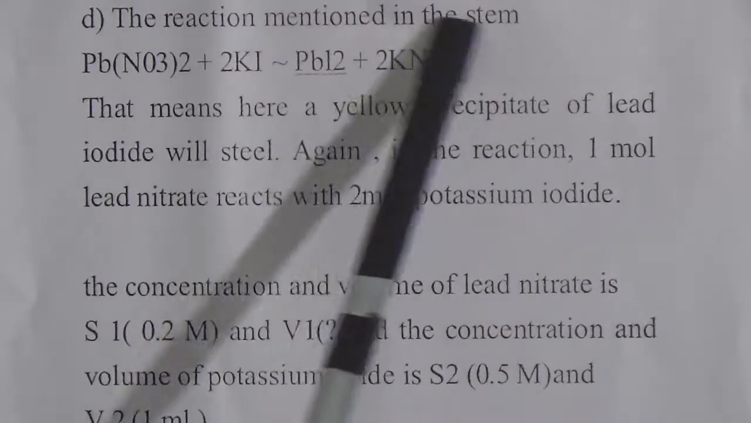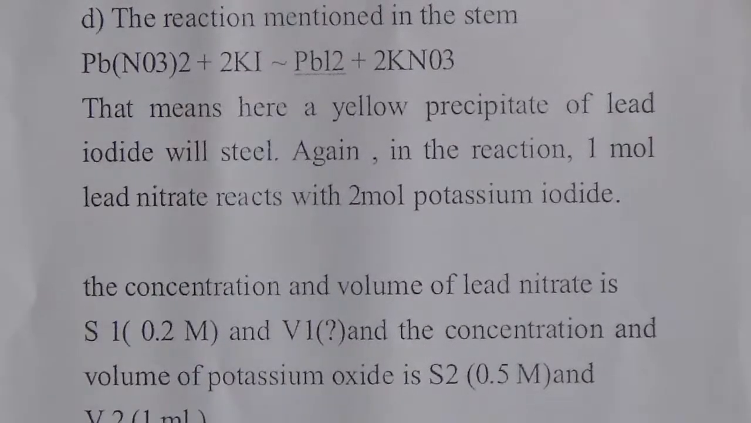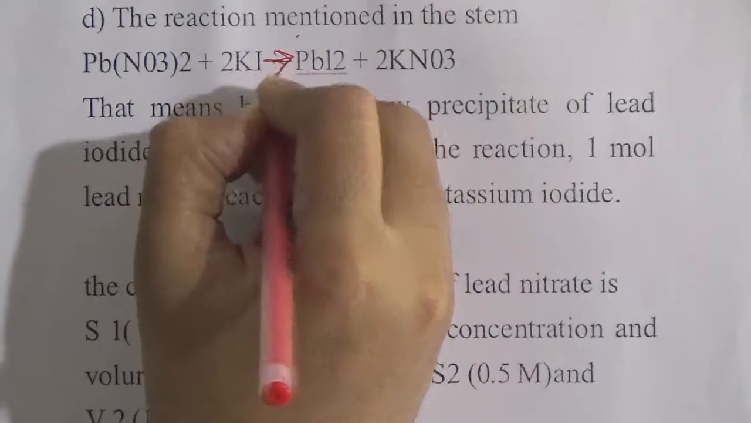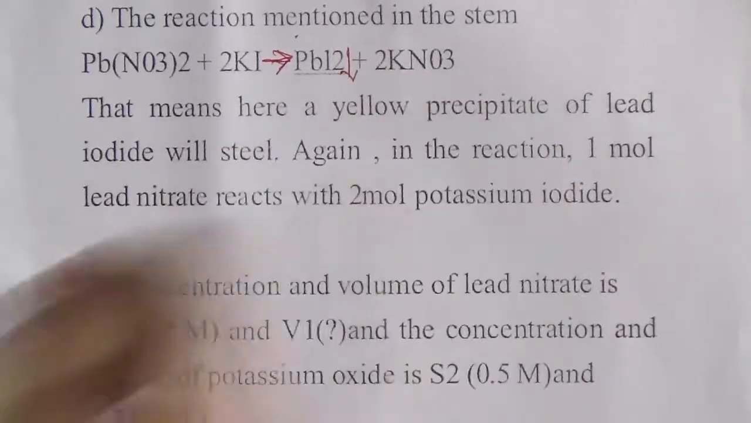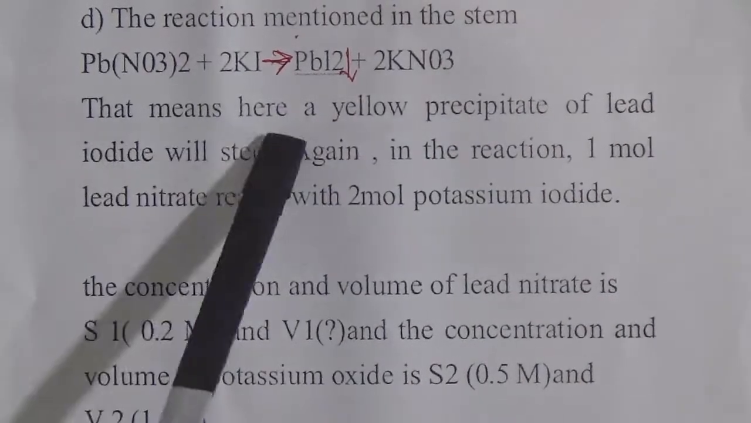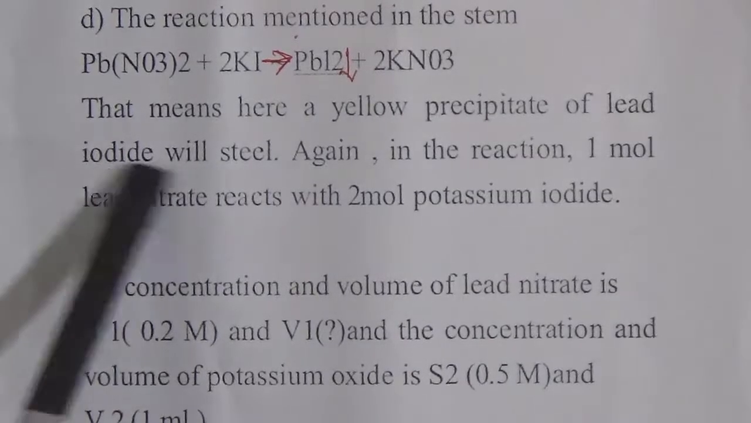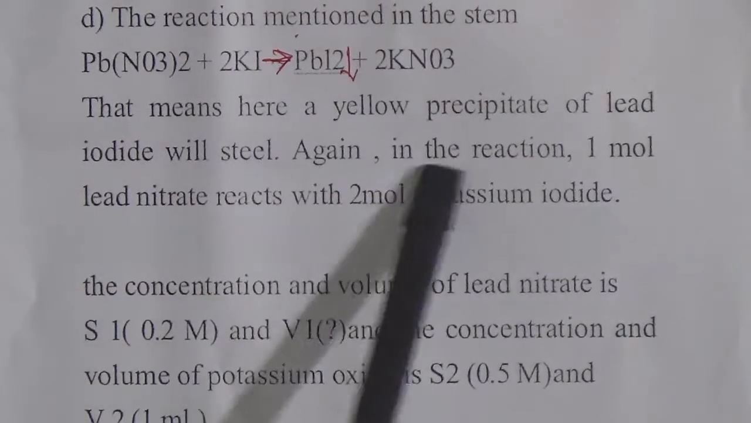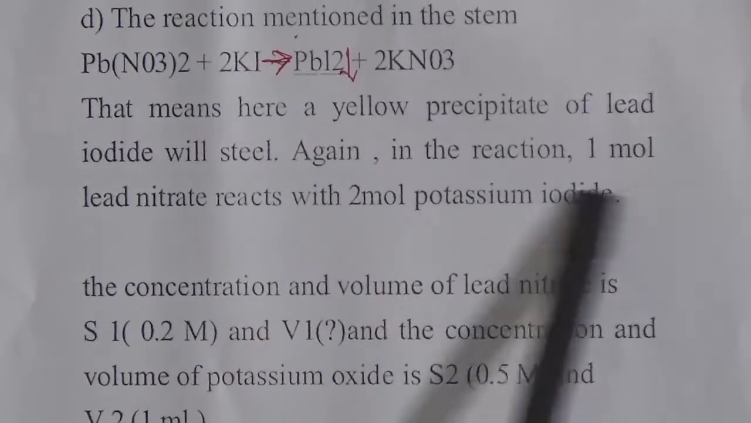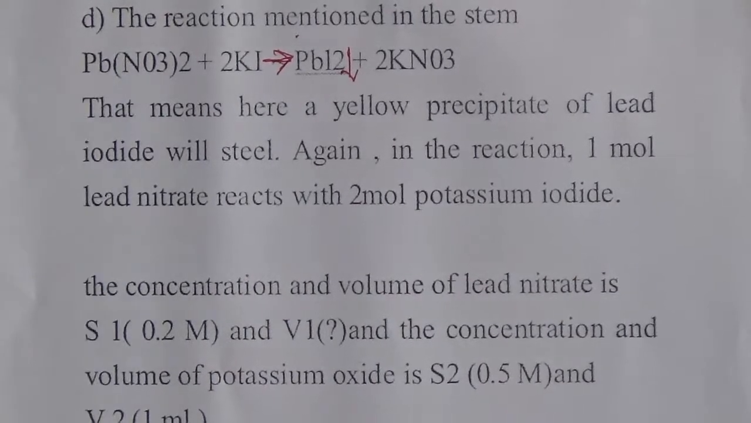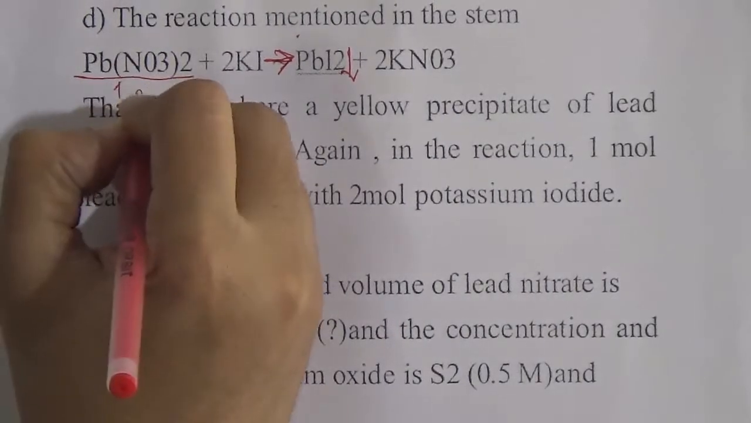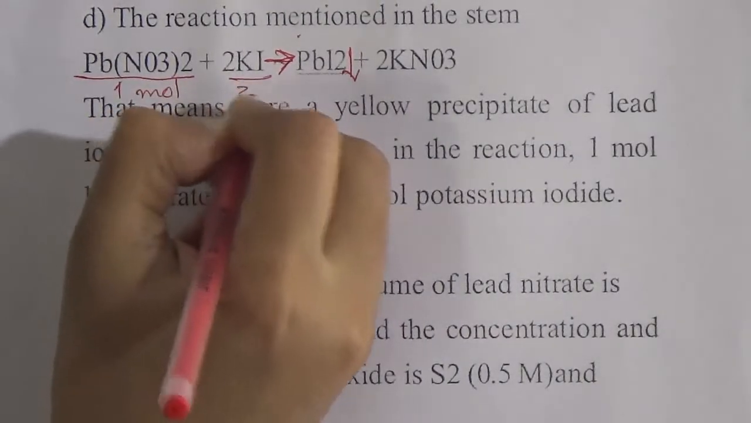Here the reaction mentioned in the stem is lead nitrate plus potassium iodide producing lead iodide, this precipitate, and also potassium nitrate. That means a yellow precipitate of lead iodide is formed. And in the reaction, 1 mole of lead nitrate reacts with 2 moles of potassium iodide. Here the lead nitrate portion is 1 because there is no number, so it is 1 mole, and this is 2 moles.